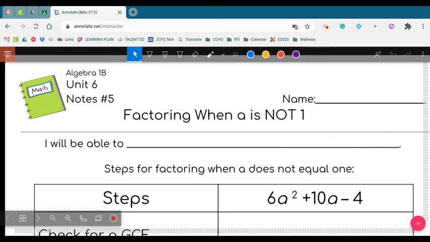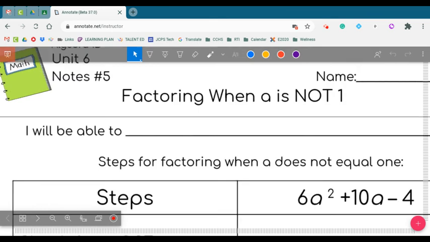Today we're going to do Unit 6, number 5, which is factoring when A is not 1. So we've been factoring whenever A is 1, so now we're going to do the difference.